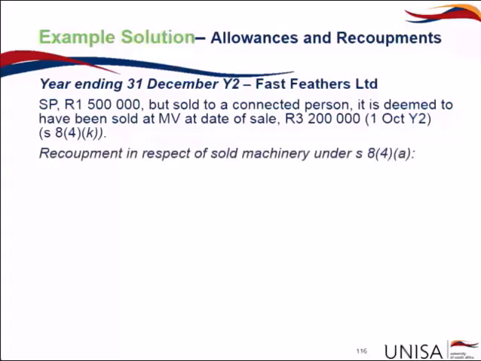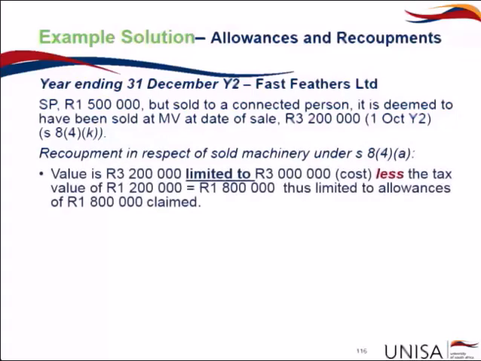What will the recoupment look like? Well, the value we will now be looking at is 3.2 million. However, we need to limit that to cost, which is only 3 million. From that 3 million, we will deduct the tax value, which remember we calculated as 1.2 million, resulting in a recoupment of 1.8 million. Okay, we are limiting that to the allowances that we've claimed. Well, we've claimed 1.8 million, therefore our recoupment is going to be 1.8 million. That is why we limit the selling price, that value, the 3.2, to cost.